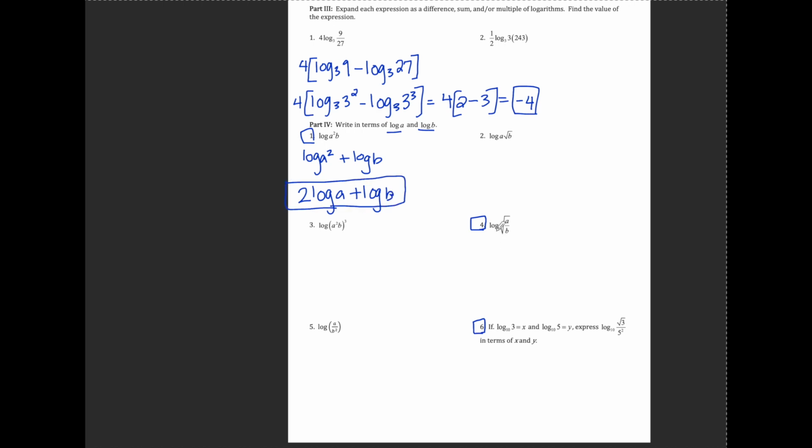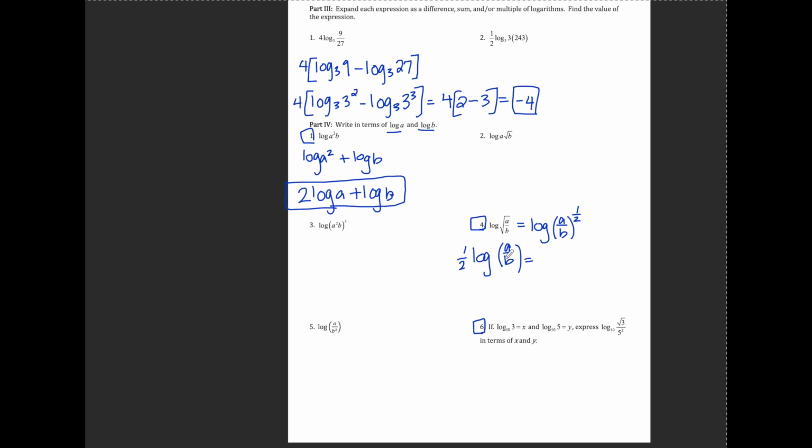Number 4, I have log of the square root of a over b. I'm first going to rewrite this radical as an exponent so that I have log of a over b to the 1/2. Now, since this whole thing is being raised to the half, I'm first going to bring the half to the front, multiplication in front, so that I have 1/2 log of a over b.